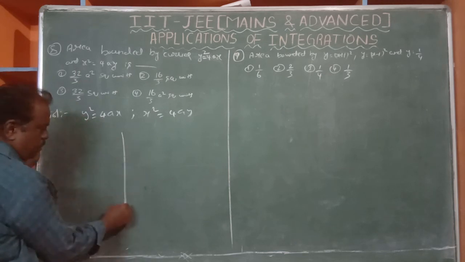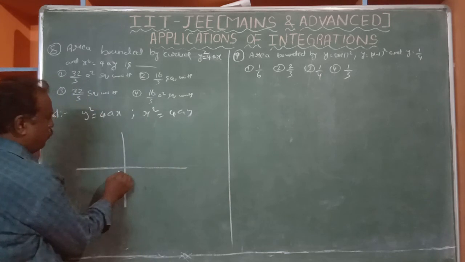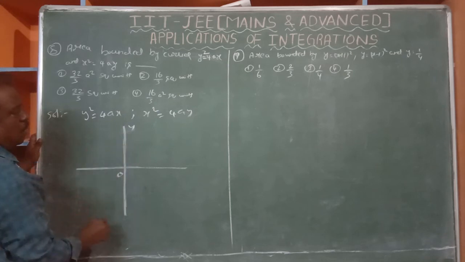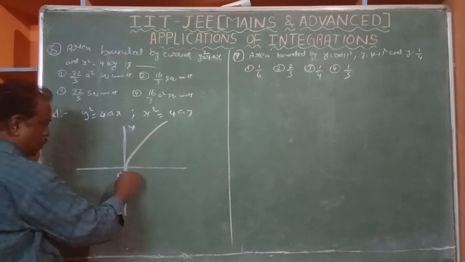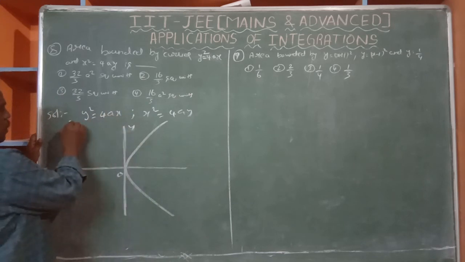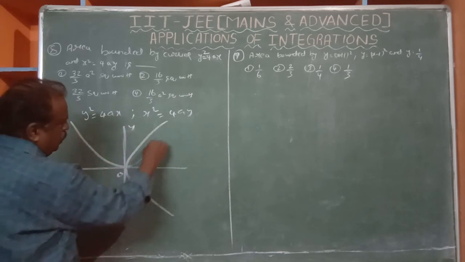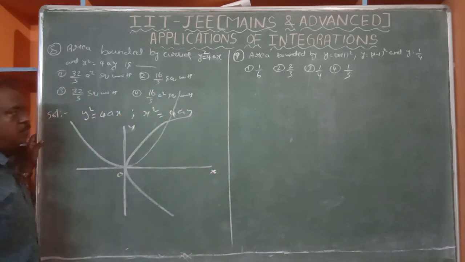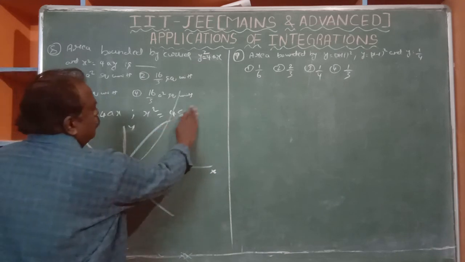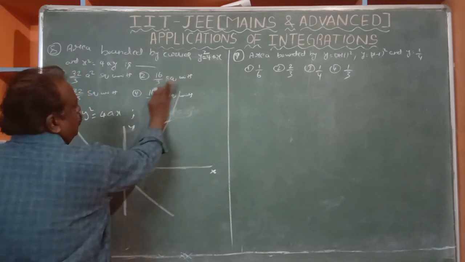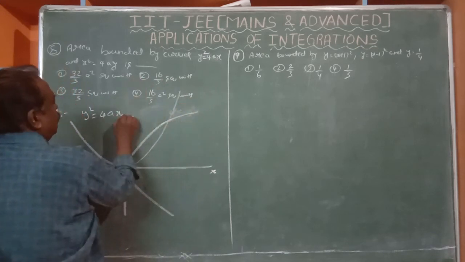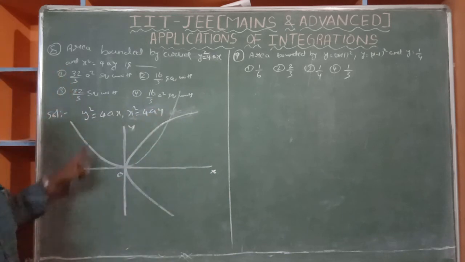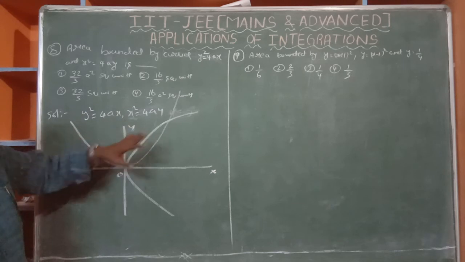Y square is equal to 4ax is the standard equation of parabola. You know it well. And x square is equal to 4ay is also the standard equation of a parabola of the second type. Okay, na? Like this. X square is equal to 4ay, this one. And y square is equal to 4ax, this one.